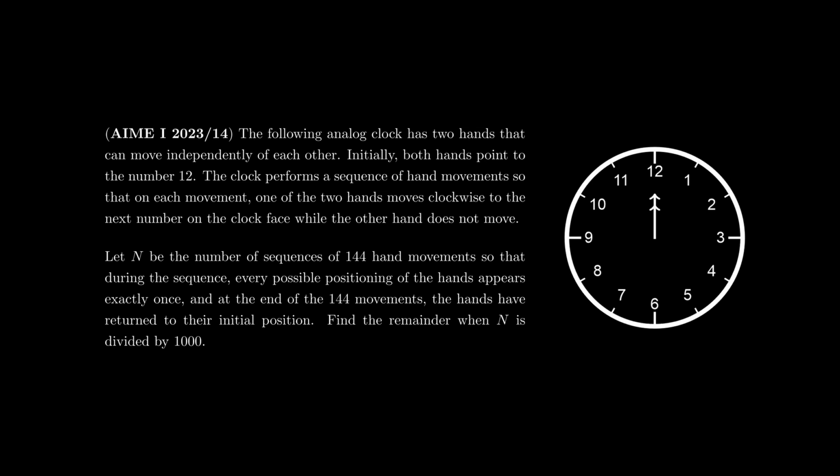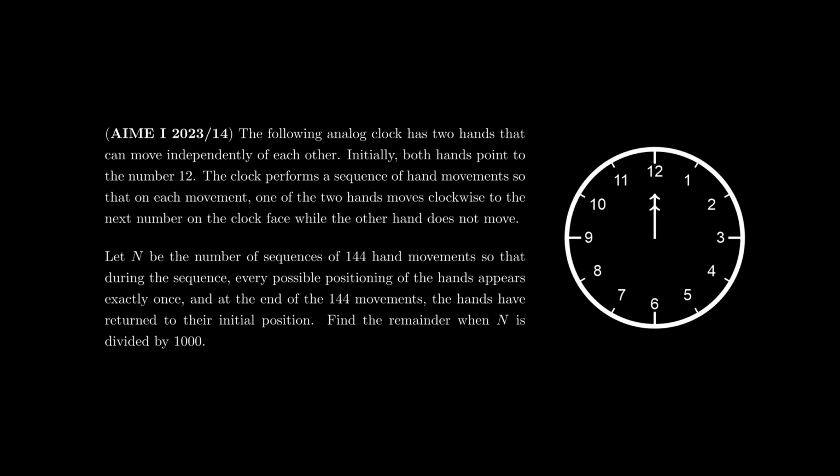Problem 14. The following analog clock has two hands that can move independently of each other. Initially, both hands point to the number 12. The clock performs a sequence of hand movements so that on each movement, one of the two hands moves clockwise to the next number on the clock face while the other hand does not move.